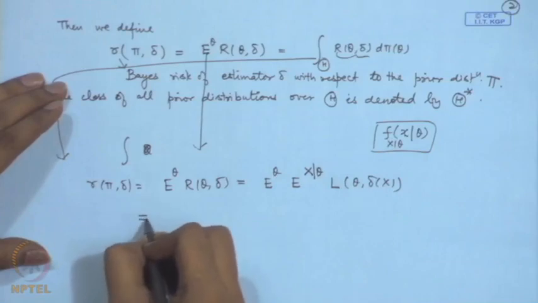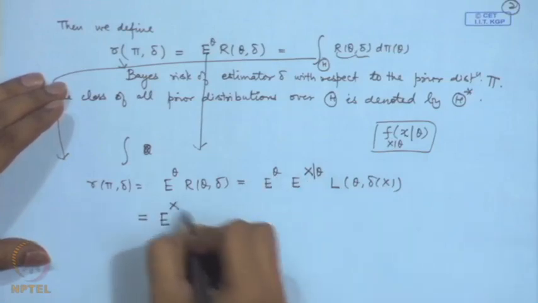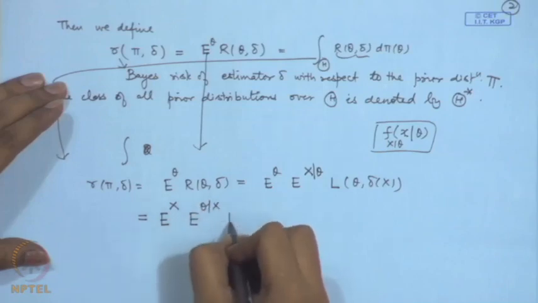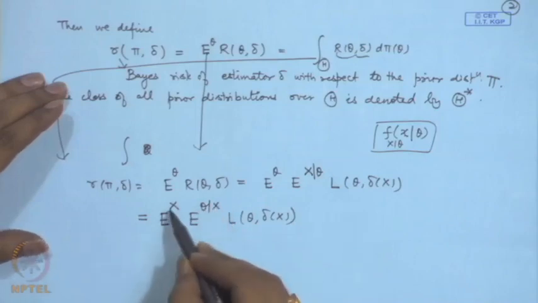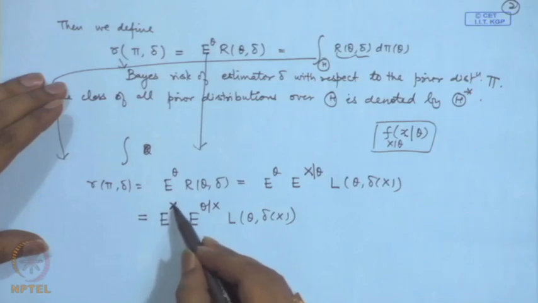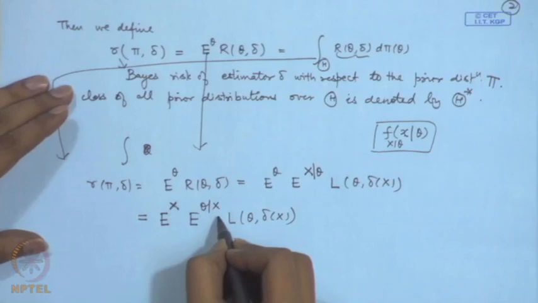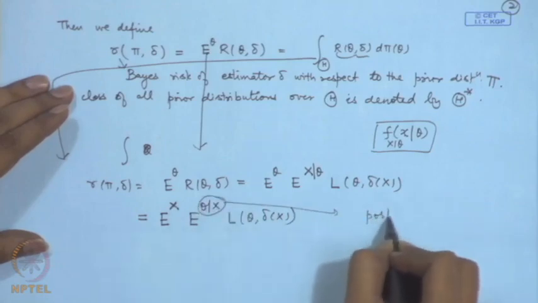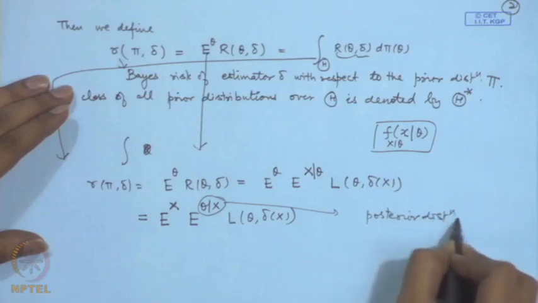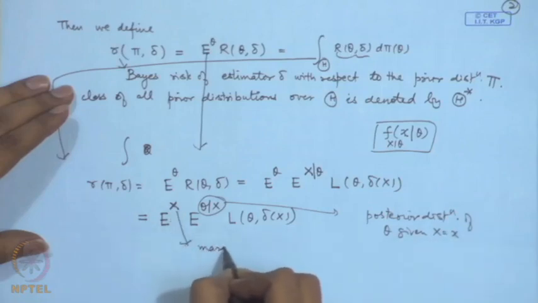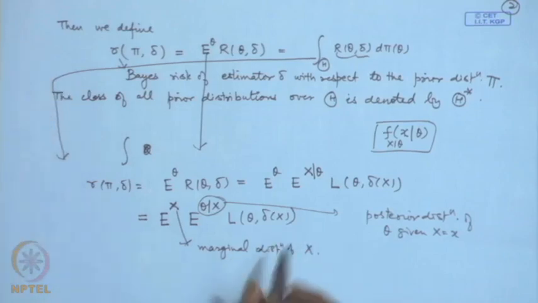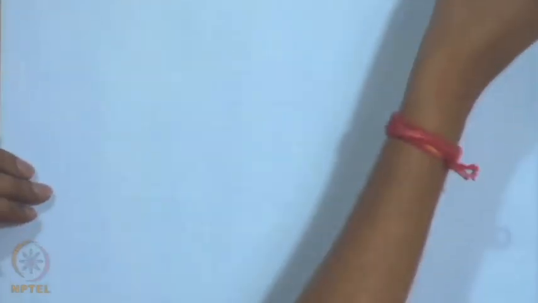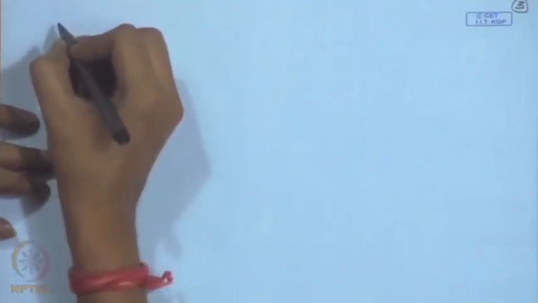Now, as we all know, this can be written in a reverse way also. That is, firstly we consider the conditional distribution of theta given x, and then we take the integral, or expectation, with respect to the marginal distribution of x. So, this is called the posterior: the posterior distribution of theta given x, and this is called the marginal distribution of x. If we can talk about these quantities, then we can define a Bayes estimator.